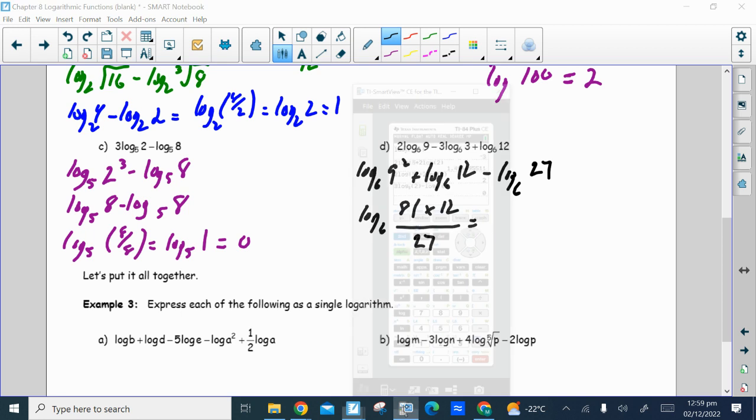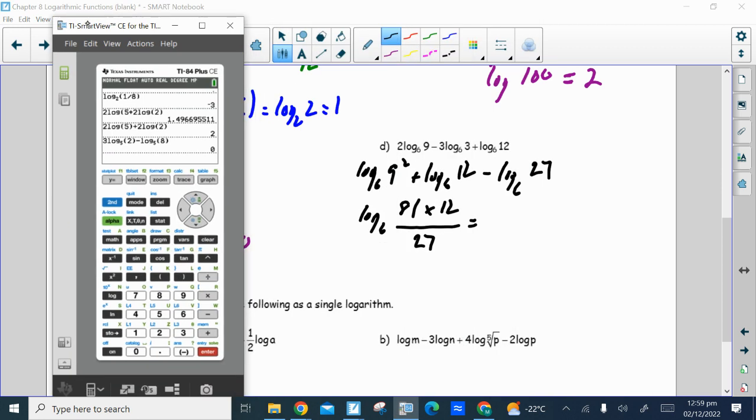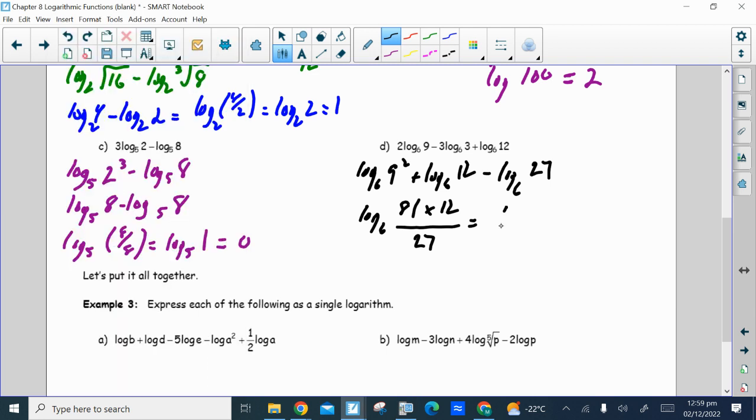So we might use our calculator here to figure out what 81 times 12 divided by 27 is. That's 36. This gives us log base 6 of 36, which is 2. That's asking 6 to what power is 36?